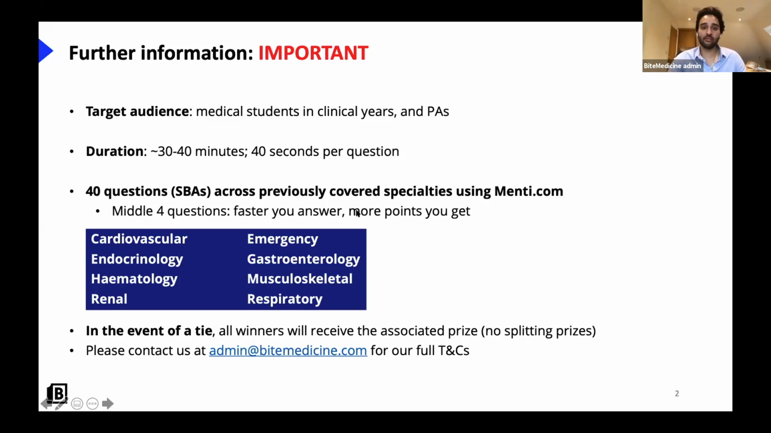But in the event that there is a tie, as it says here, everyone will receive the prize. We're not going to be splitting prizes between people, but we're not expecting a tie between lots of different people. If you want the full range of terms and conditions, then pop us an email and we can send those to you as well. So how is the quiz going to work?